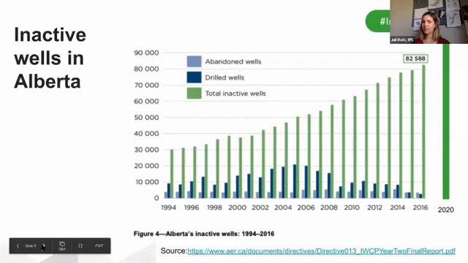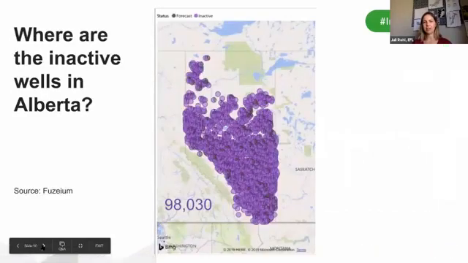And where are these inactive wells? Well, on the next slide, you'll see they're everywhere. The current 98,000 inactive wells are spread all the way across Alberta. All right, next slide.